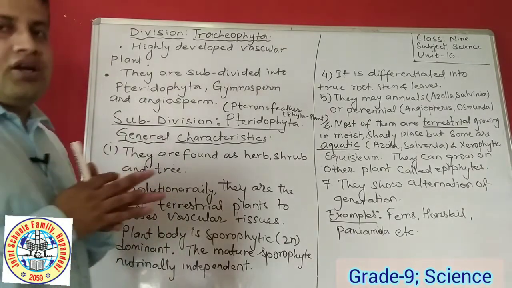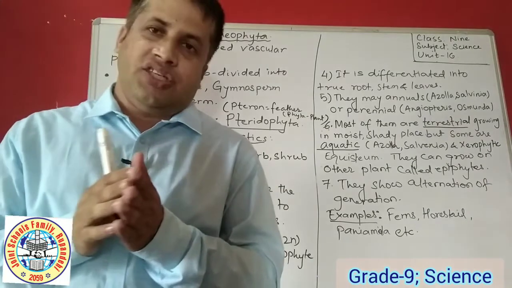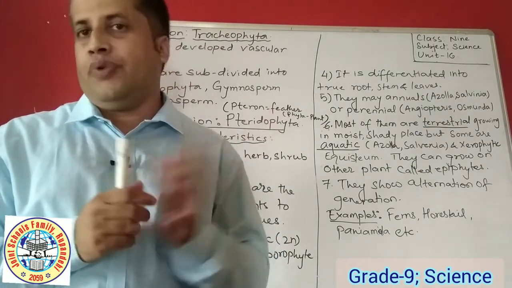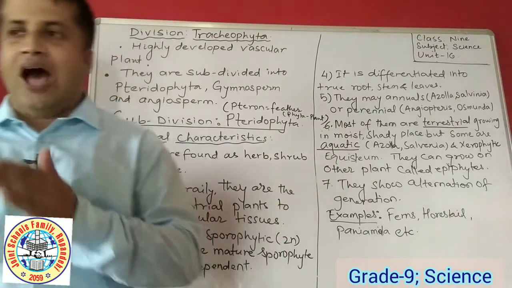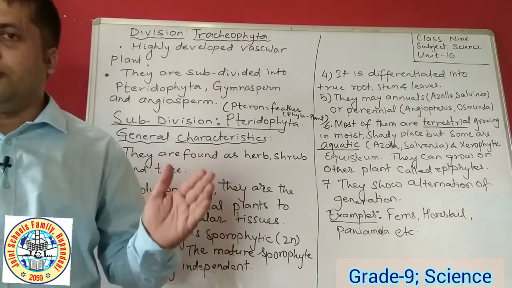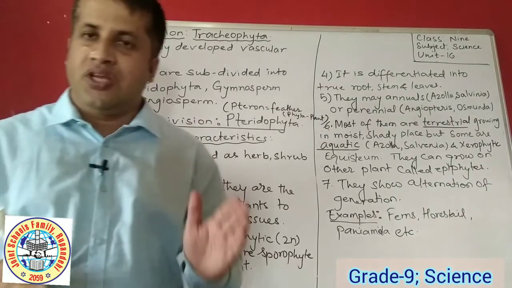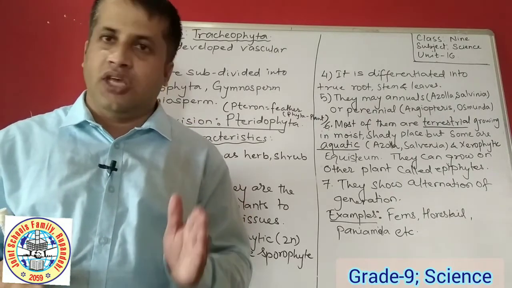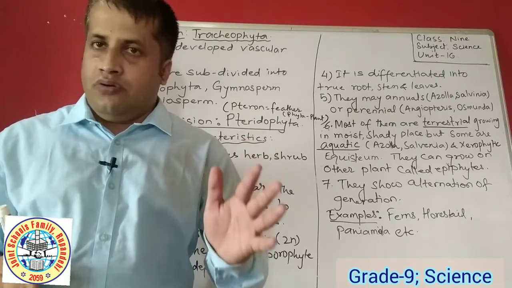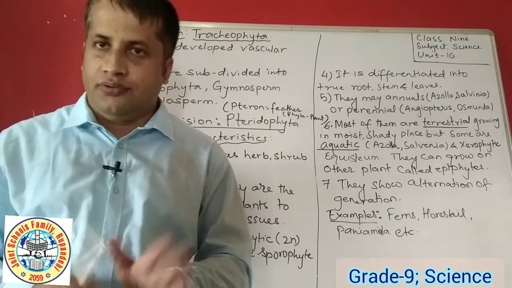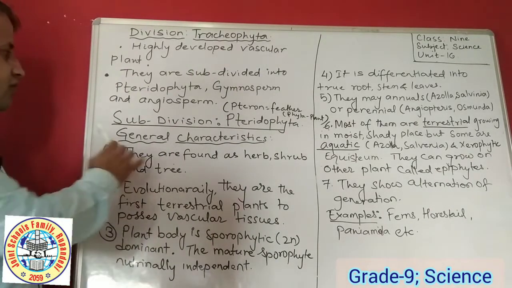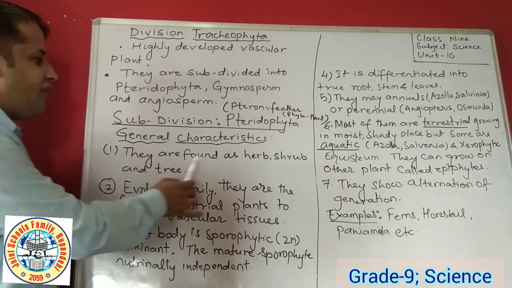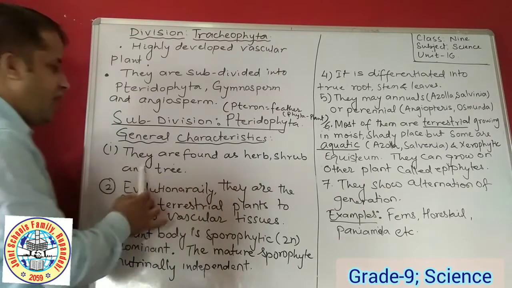Now let's talk about the general characteristics of the plants that belong to pteridophyta. Already I have told you they are known as vascular cryptogams, having vascular tissues, as well as being cryptogams, which means they don't bear seed or flower. Okay, and let's discuss the general characteristics. The first characteristic of these plants is that they are found as herb, shrub, and tree.